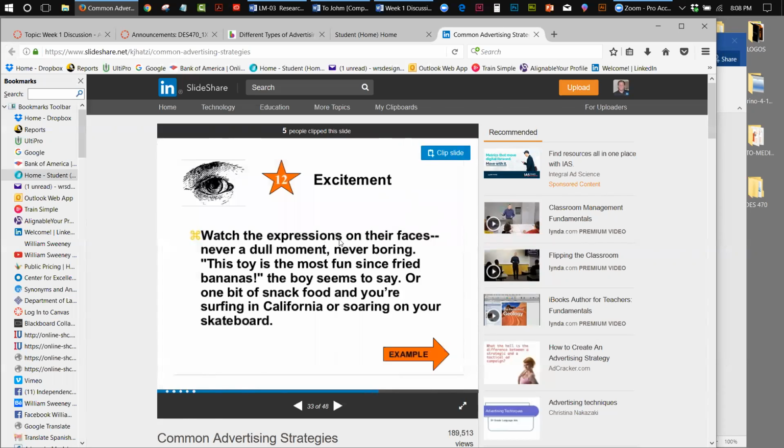Excitement. Watch the expressions on their faces. Never a dull moment, never boring. This toy is the most fun since fried bananas, the boy seems to say.